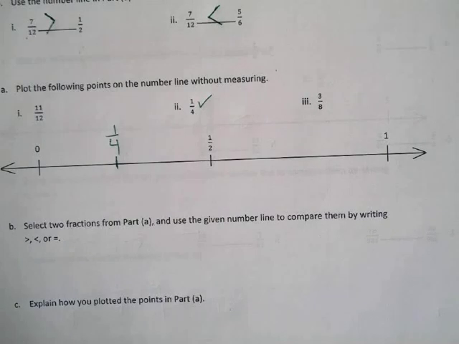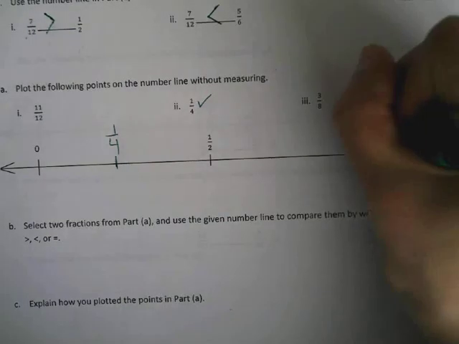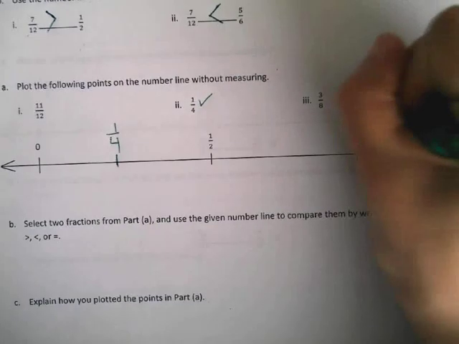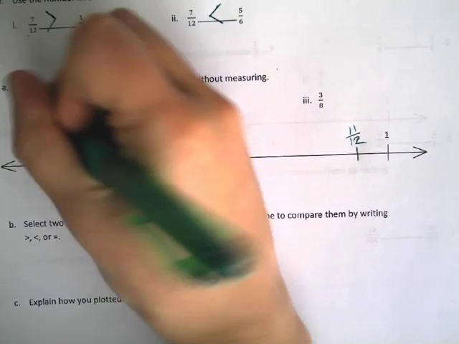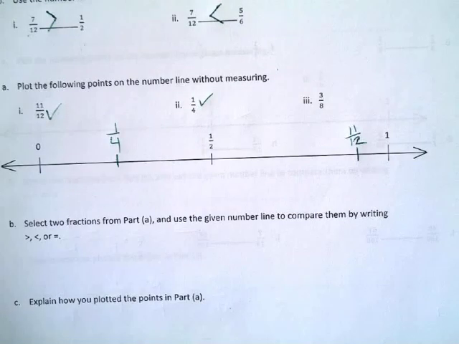All right, so we have 2 more. Let's talk about these other ones. Corvian? 11/12. Yeah, 11/12 is almost a whole, so we can put it right towards the end there. Make a little check mark so we know we did that one. And we have 1 left. 3/8.